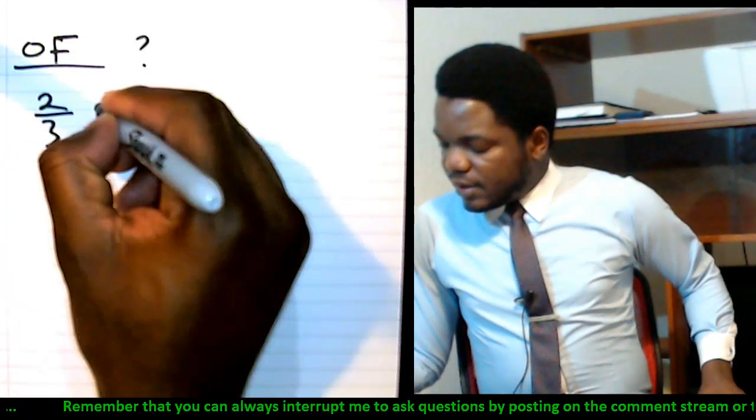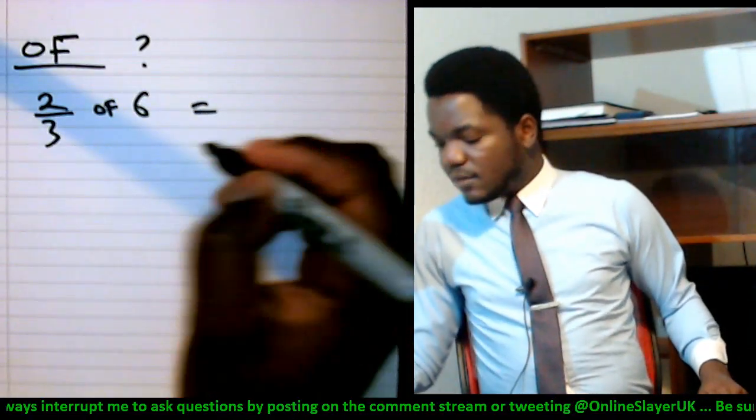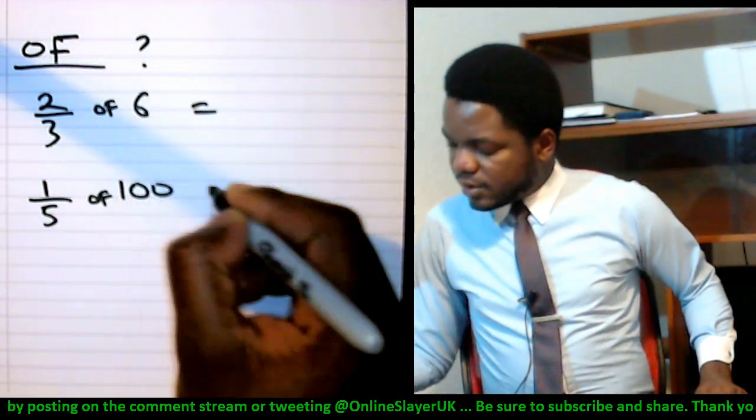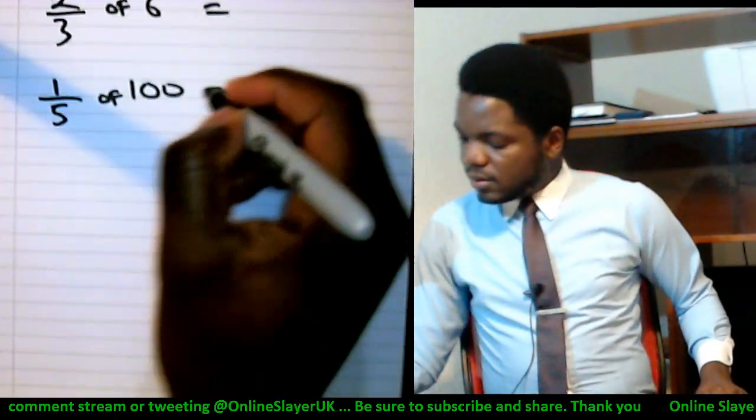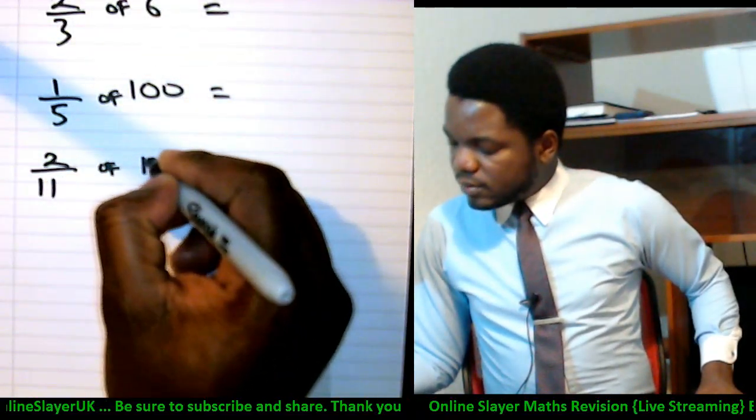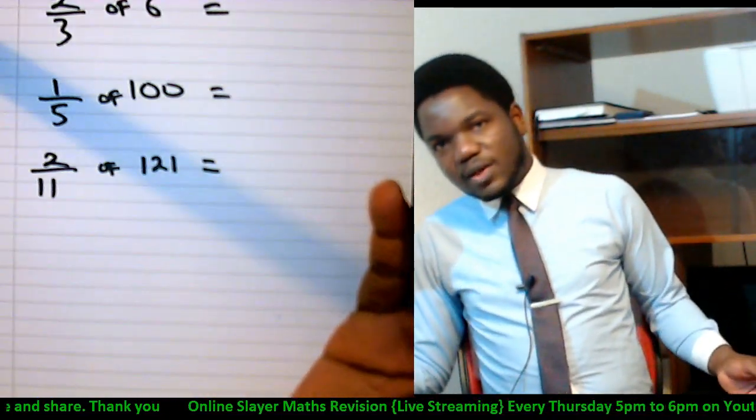2 over 3 of 6. What's the answer? 1 over 5 of 100. What's the answer? 2 over 11 of 121. What's the answer? That's the question.